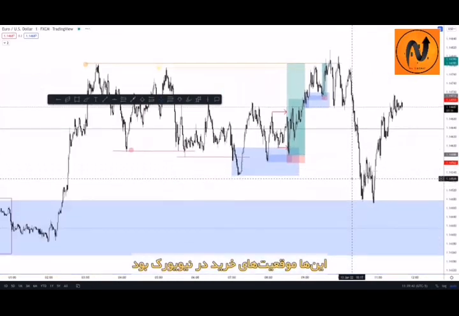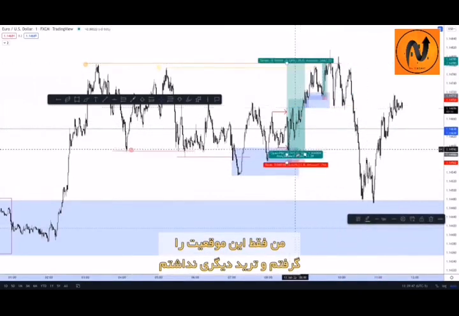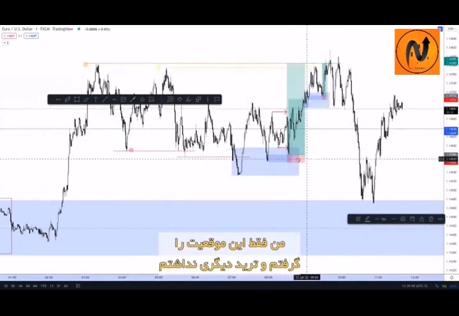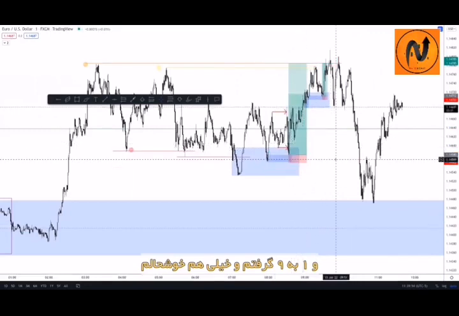So those were the buy trades coming up in New York. That's what I saw. I only entered this today. I didn't get anything else. All right, I'm okay with that though. I hit around a 1 to 9. I was pretty happy about that.